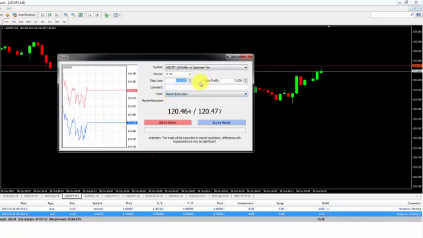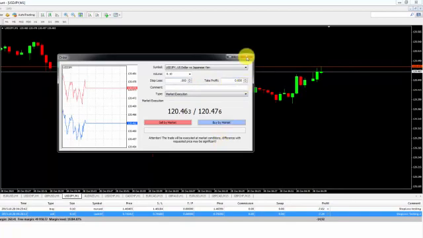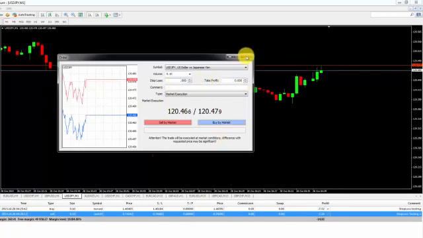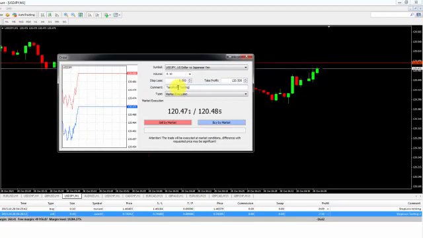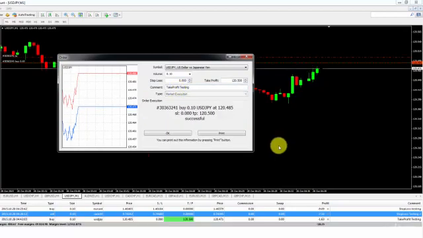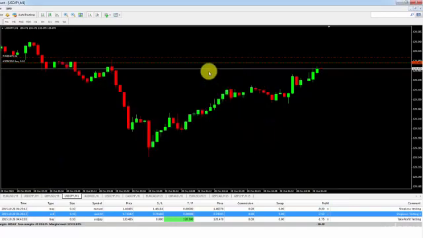Oh, actually, this is not the stop loss. What am I doing? Let's just cancel. That happens when you mix them up. Just cancel it and do it again. 120.500. Take profit. Comment: take profit testing. And we're going to buy by market. There you go. So what do we see here?